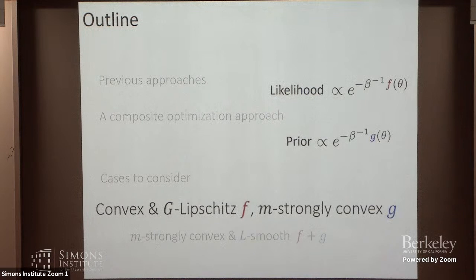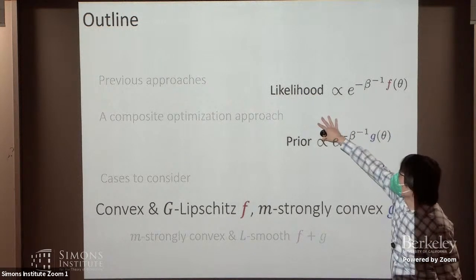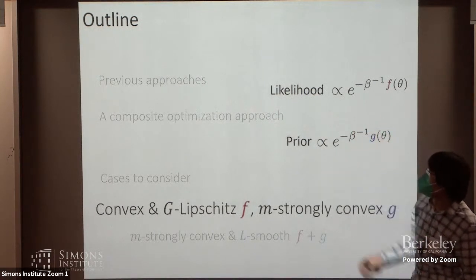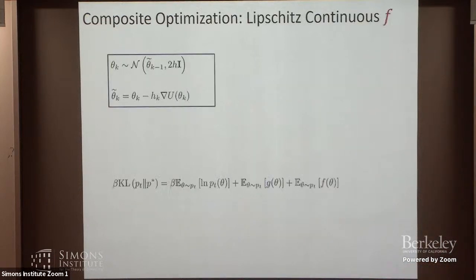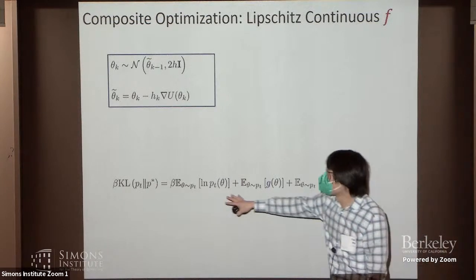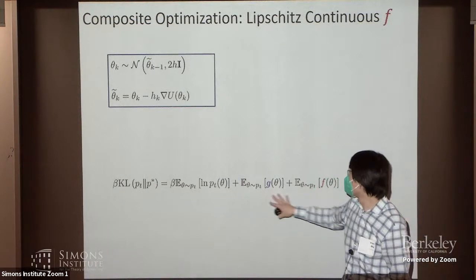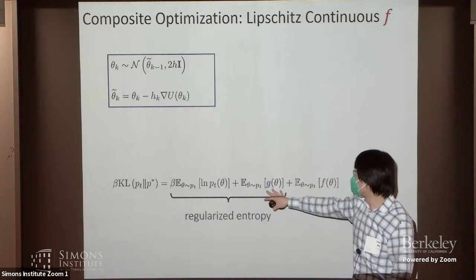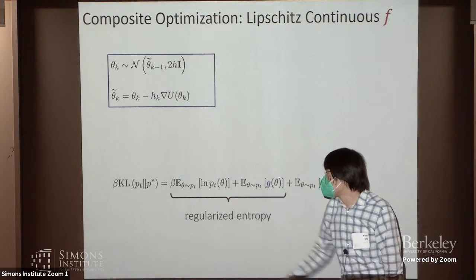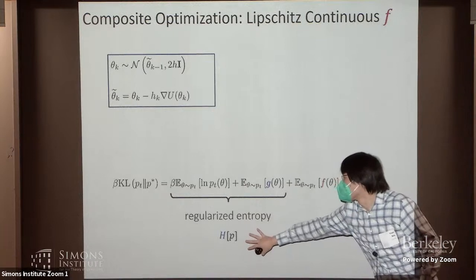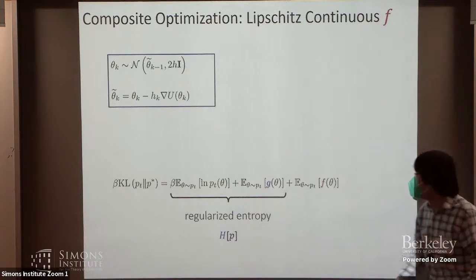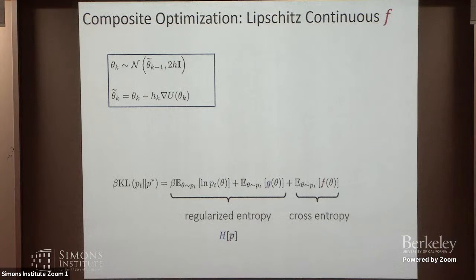So to remind people, f corresponds to the likelihood and can be complicated. G corresponds to the prior, can be simple. So in this case, we have three terms in the KL divergence. We have a G term, and F term. And now, instead of grouping G and F together, we would group G and the self-entropy together so that it's a regularized entropy. And we denote it using the blue color HP so that the color corresponds to G. And we have this cross entropy term, which we denote by FP.